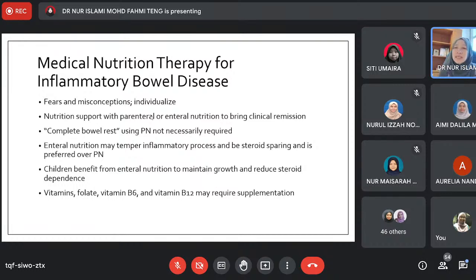If there is micronutrient deficiency, we may require supplements, especially for folate, vitamin B6 and also vitamin B12. Just remember, for IBD, usually they are on nutrition support, and we prefer enteral nutrition over the parenteral nutrition. So that is IBD.